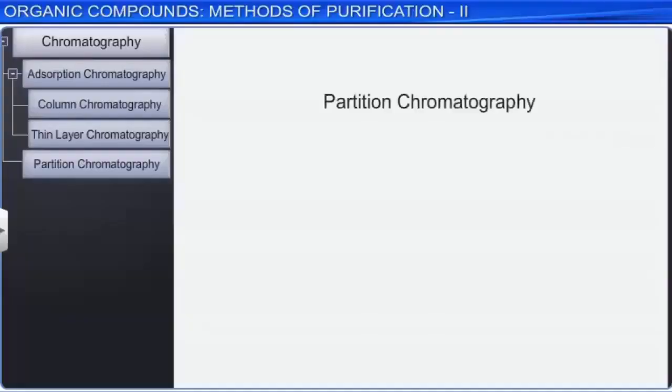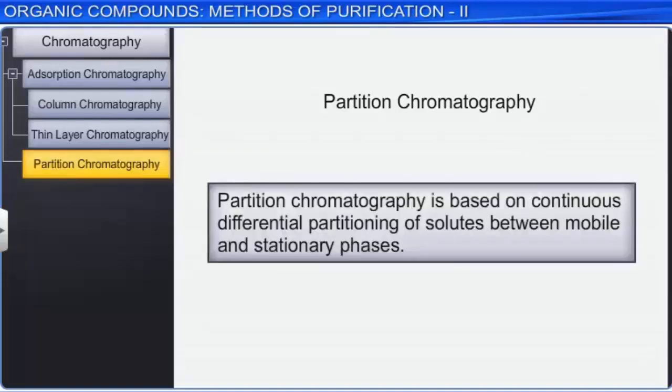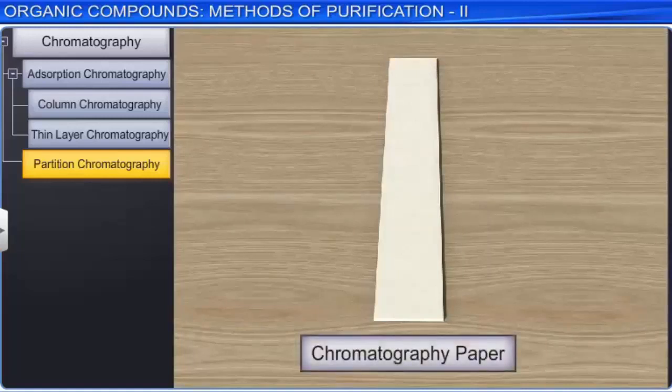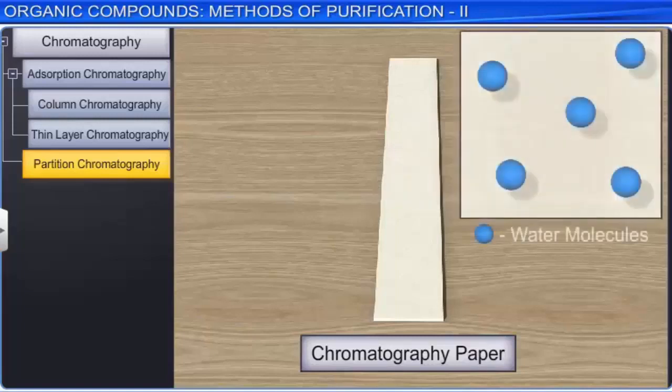Another type of chromatography is partition chromatography. This technique is based on continuous differential partitioning of solutes between mobile and stationary phases. It includes paper chromatography, where a special quality paper known as chromatography paper is used. Chromatography paper has water molecules trapped within it, which act as a stationary phase.